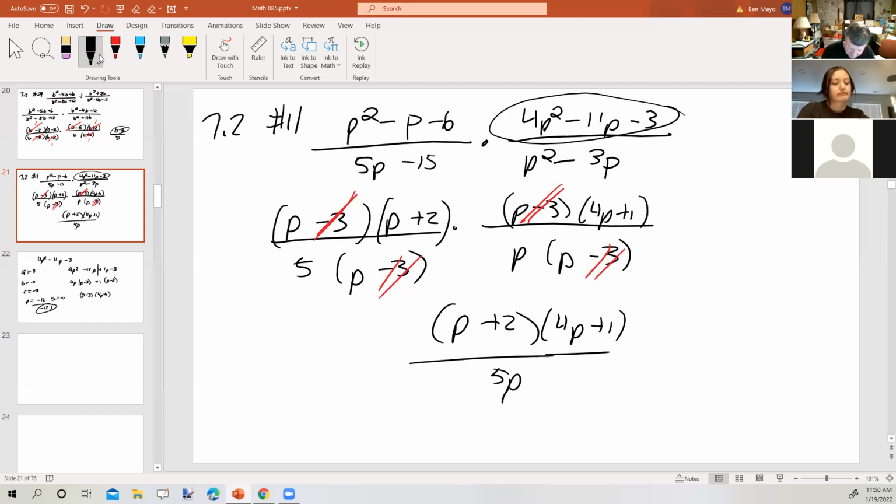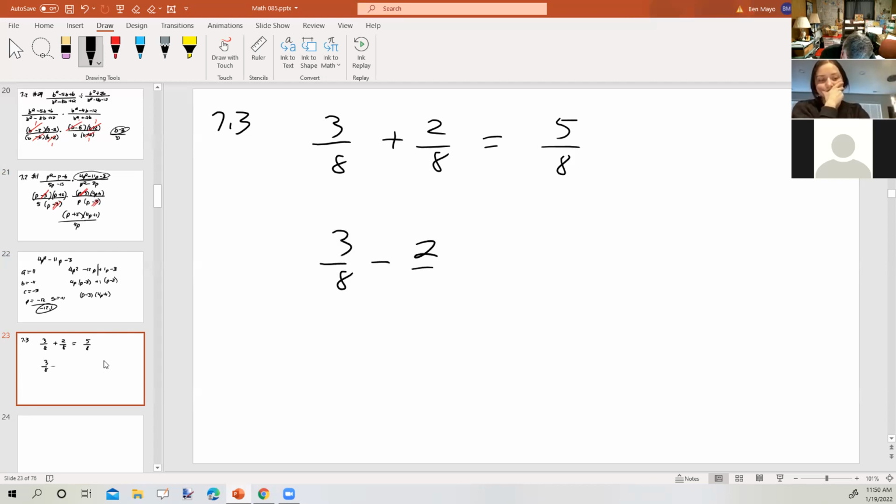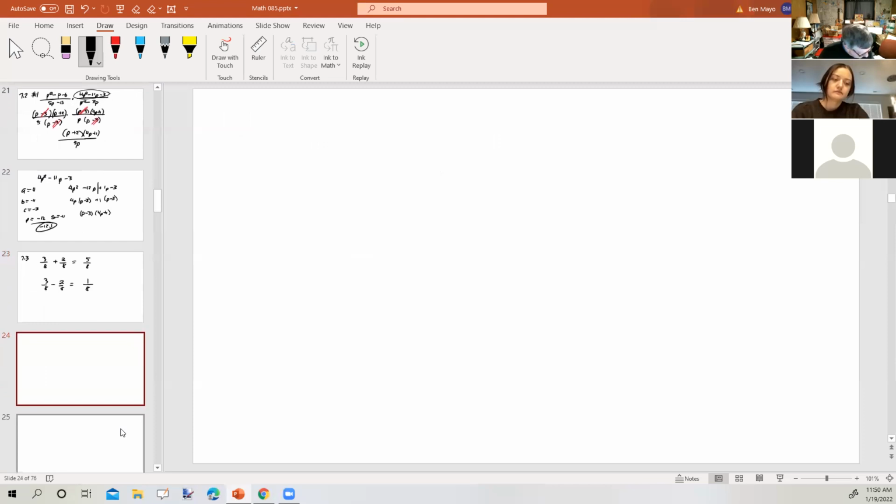All right, we're going to go on to section 7.3. And a couple of topics. The first one is adding and subtracting with like denominators. So basic arithmetic, if I have 3/8 plus 2/8, if I'm adding two fractions with the same denominator, I add the numerators over the common denominator. If I have 3/8 minus 2/8, I subtract the numerators over the common denominator. Okay, let's apply that to algebra.